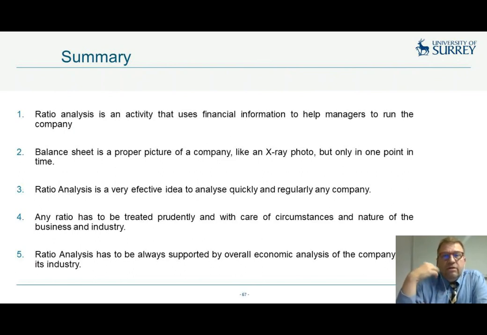But if, on a regular basis, we are analysts, say, in an investment company, and we analyze many companies, even from the same industry, it's a wonderful tool to effectively and quickly analyze companies, because you just do the number and then you know how to interpret the number.